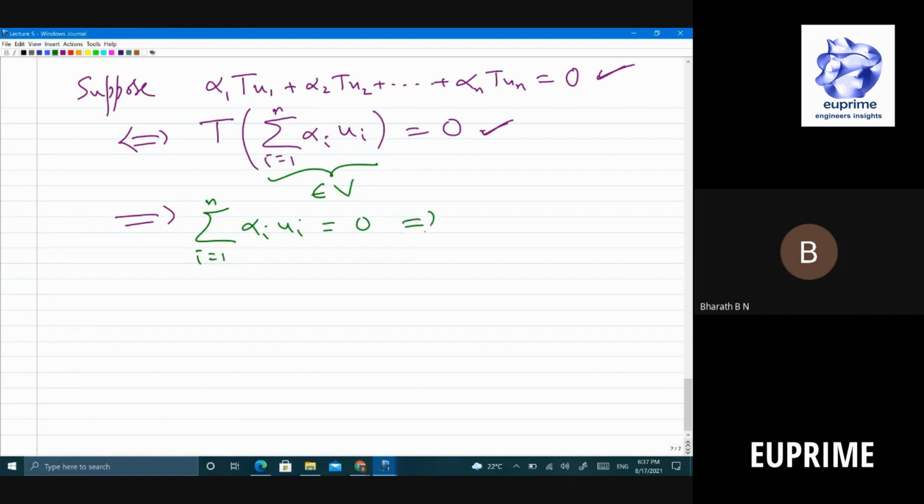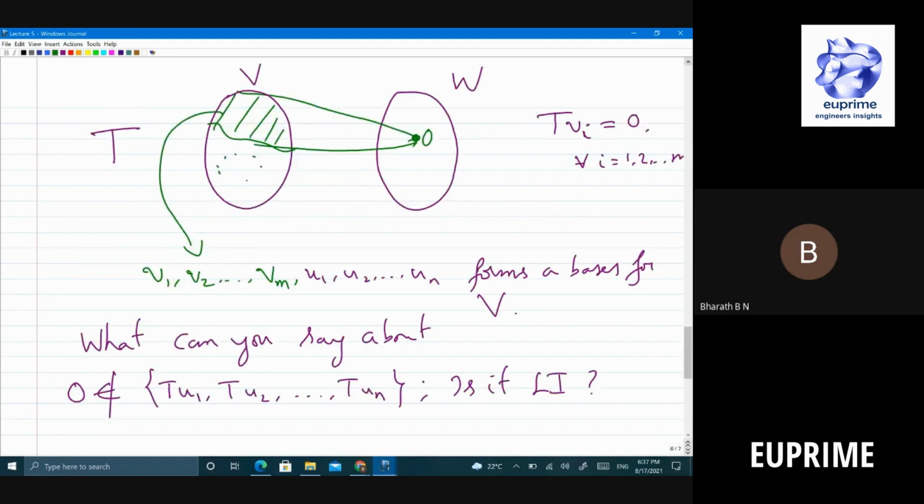So this implies, but the ui's are linearly independent, so this implies alpha is 0, right? Do you agree? So that means they have to be linearly independent. Okay, is that clear? So now when you write the theorem, of course the theorem is clear. This is a linearly independent set, right? Now, these are nothing but TU1, TU2, TUN, which form a basis in W. Do you agree? It forms a basis in W.